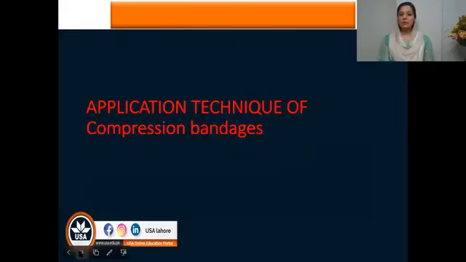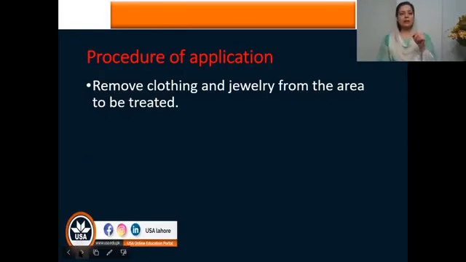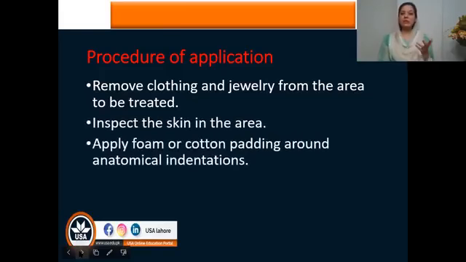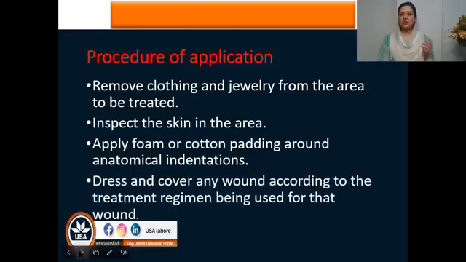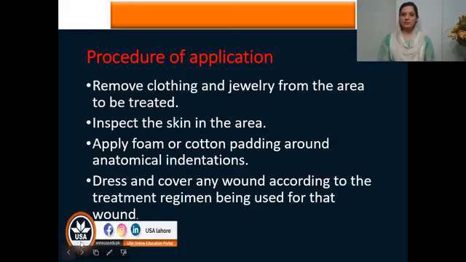This is the apparatus, the equipment, that we actually need. And the procedure is obviously, on the area where you apply, we should remove the clothing and the jewelry of that area, inspect the skin in that area, apply foam or cotton padding around the anatomical indentations, and dress or cover any wound if there is one present in the area that you're going to treat. Then apply gauze or foam or cotton under the bandages to protect the skin from compression. We want that compression does not directly disturb the skin, in order to minimize the slipping of the compression bandages. Another point is always start distally and progress proximally.